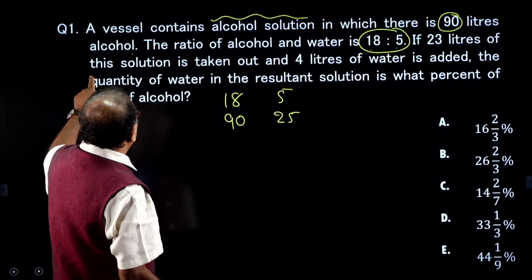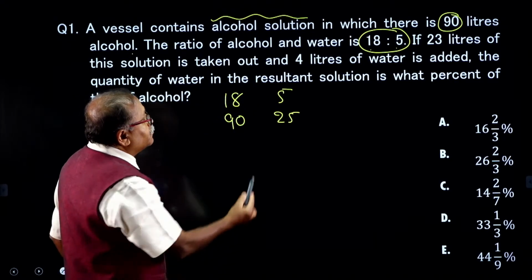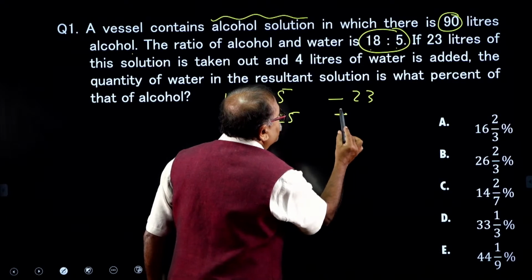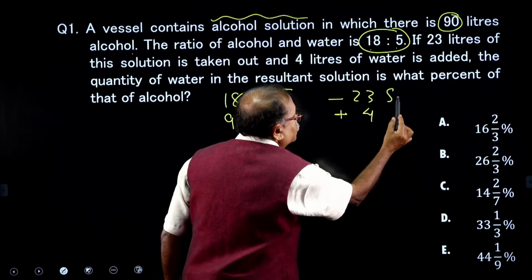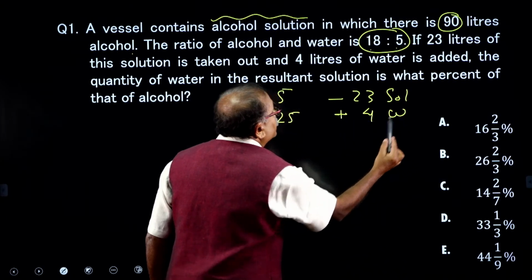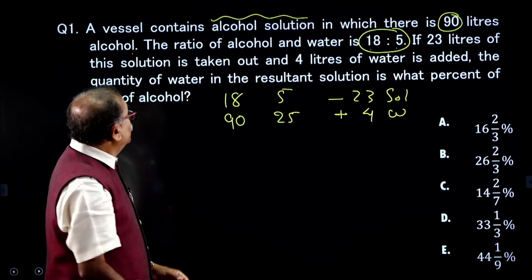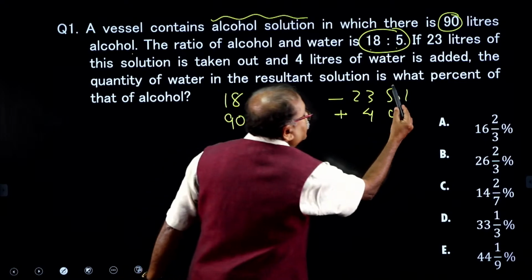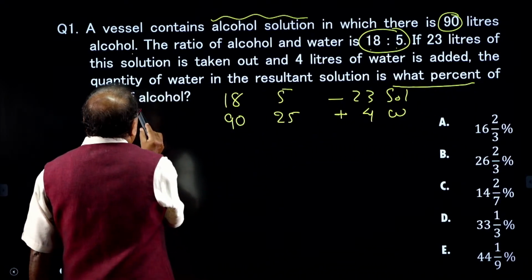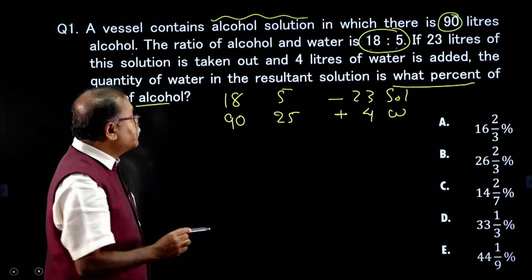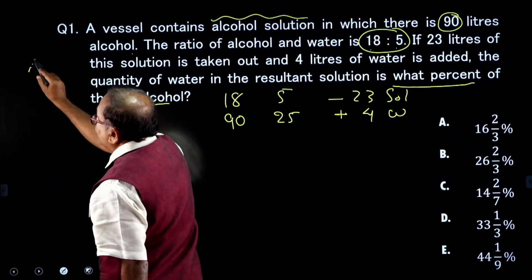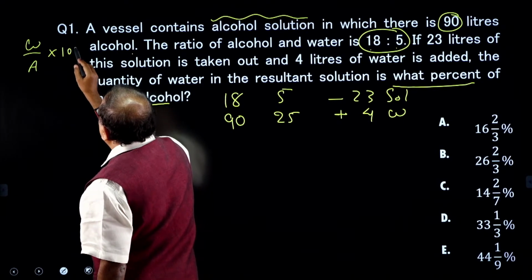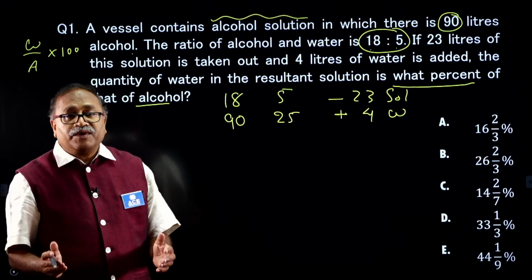If 23 liters of solution is taken out and 4 liters of water is added, you are taking out 23 liters of solution, and you are adding 4 liters of water. The quantity of water in the resultant solution is what percentage of the alcohol? So, finally, you are asked to find out water by alcohol into 100. Can we find it out?